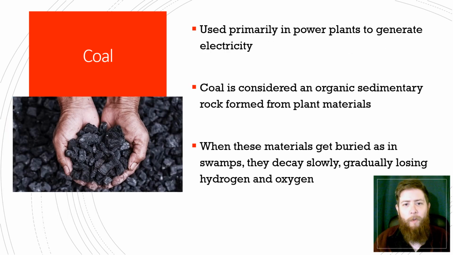The first here is coal. And if you're on the east coast side of the United States, this is still more common over there. But it's used primarily in power plants to generate electricity. Coal is an organic sedimentary rock formed from plant materials that have been squished down. As this material gets buried in swamps, it decays slowly. As it decays, it loses hydrogen and oxygen, and these are the constituent parts of water. So as it loses more and more water, it gets more and more compact.